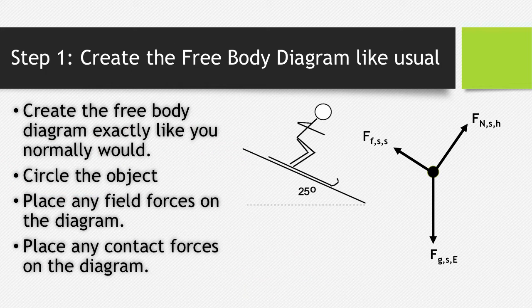First, we create the free body diagram just like normal. We will circle the object, which is the skier, and then we're going to place any field forces, which would be gravity. I have that pointing down. I've put a shorthand onto the notation here, so that's force of gravity on the skier by the earth. And then I'm going to place contact forces.